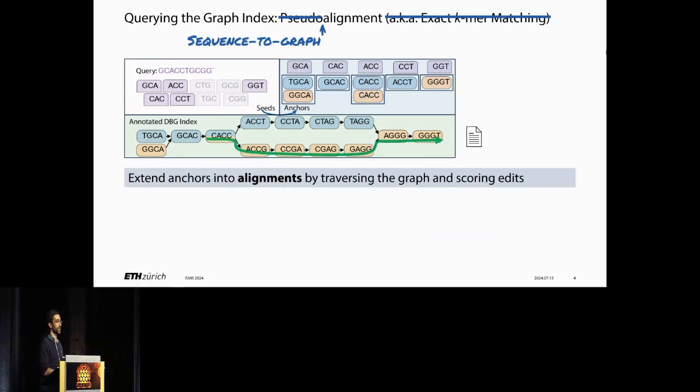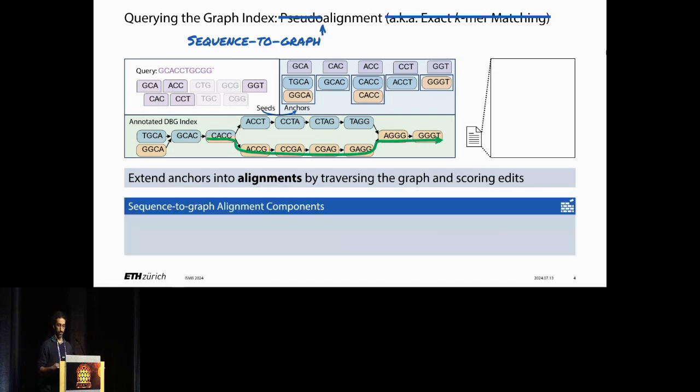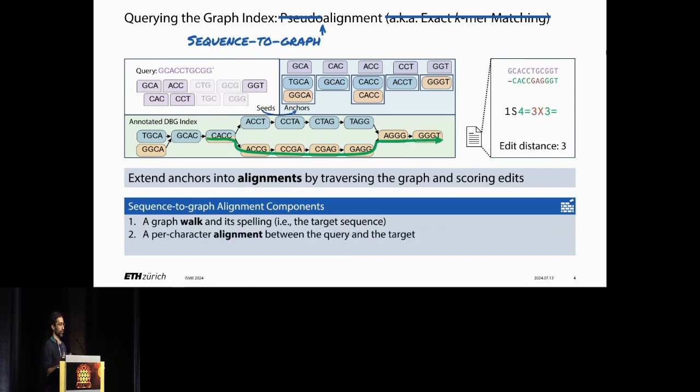And then from here, given these anchors, you can then traverse the graph and keep track of edits in order to produce full alignments. So now, what does a sequence to graph alignment consist of? The first part is a graph walk and the spelling of this walk, which we refer to as the target sequence. Next, we have a per character alignment between the query and the target sequence, represented here by both the matching between the 2 sequences, a cigar string, and the computed edit distance. And finally, we have a set of labels associated with the nodes in the graph walk.